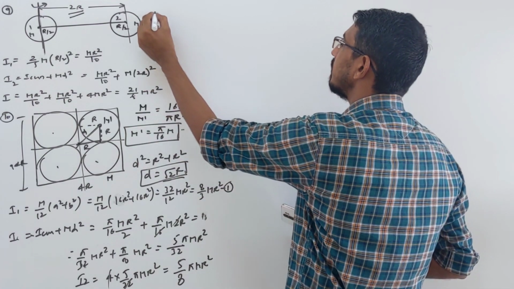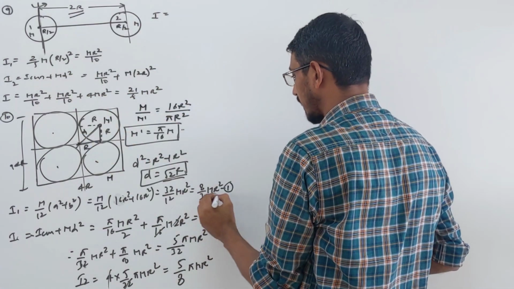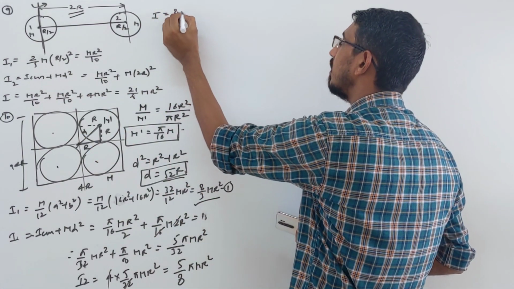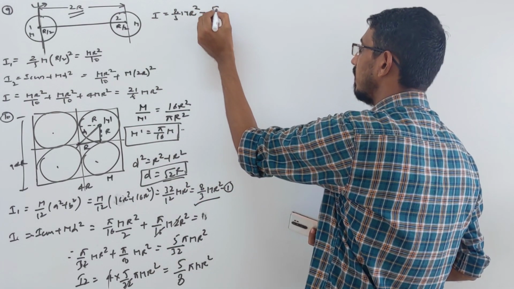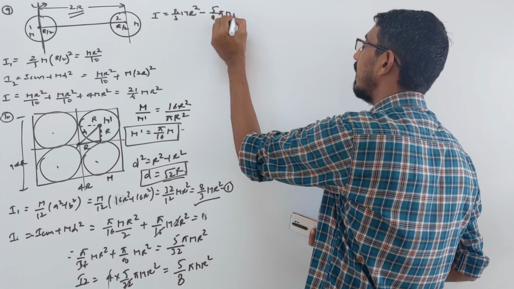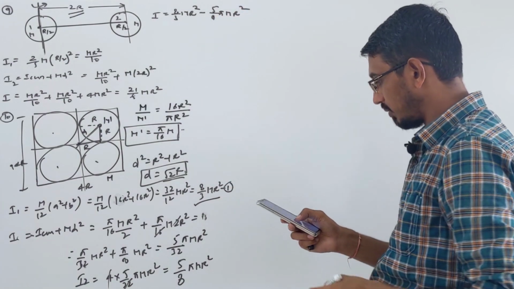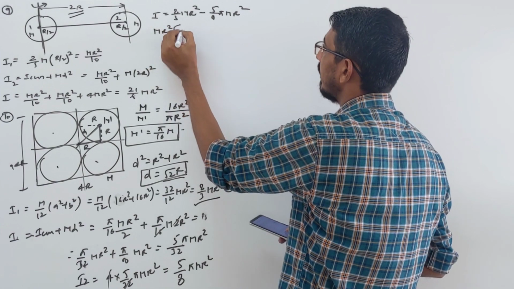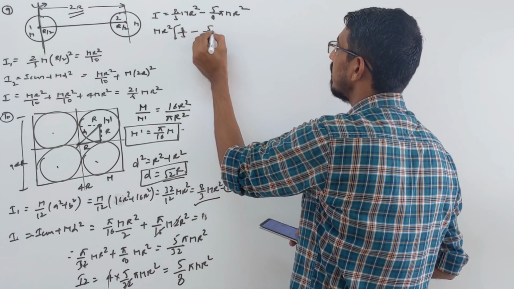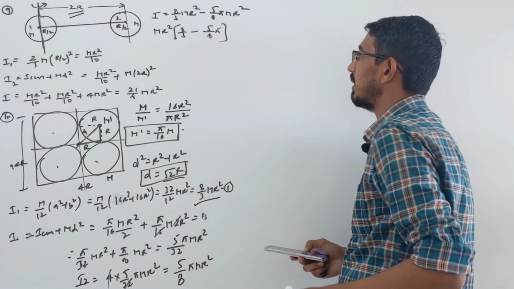So now what's the inertia of the remaining part? Initial inertia, which is this one, 8 by 3 of mr square, minus 5 by 8 of pi mr square. So let's see which option it is. Take mr square common, then what you will get? 8 by 3 minus 5 by 8 of pi will be remaining.